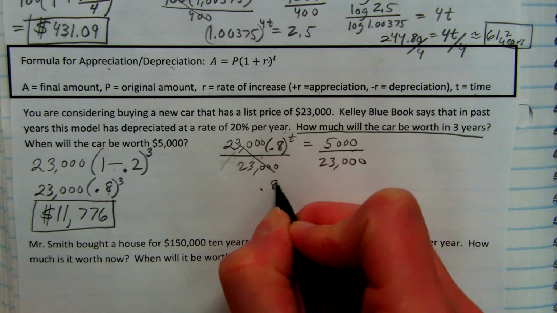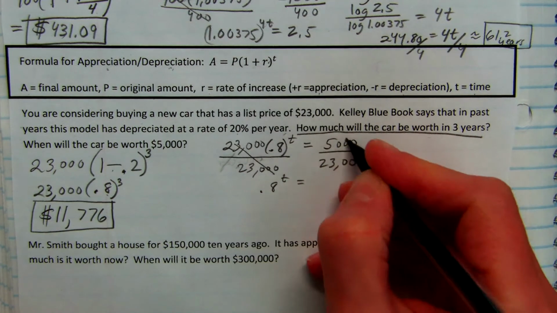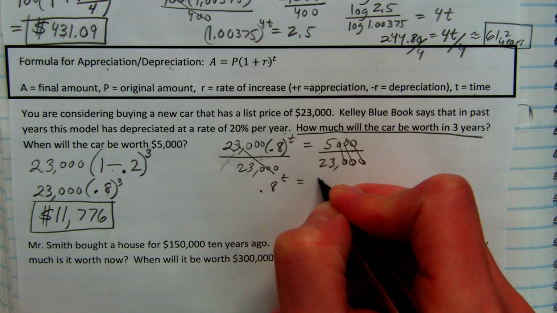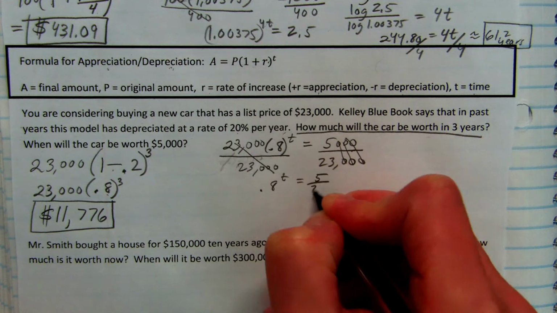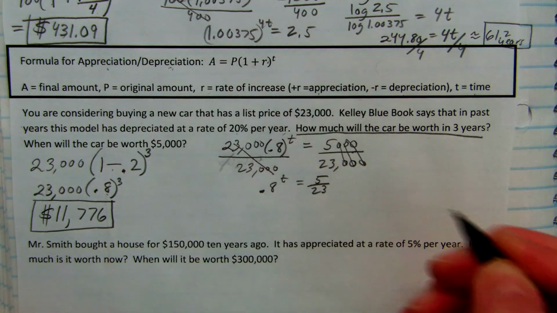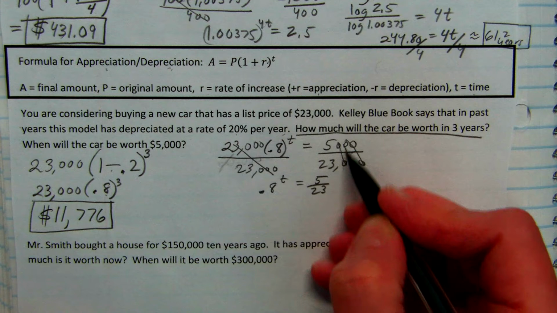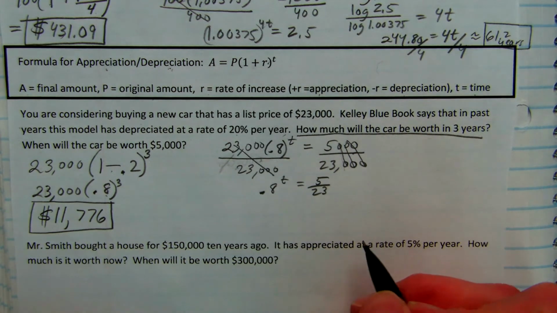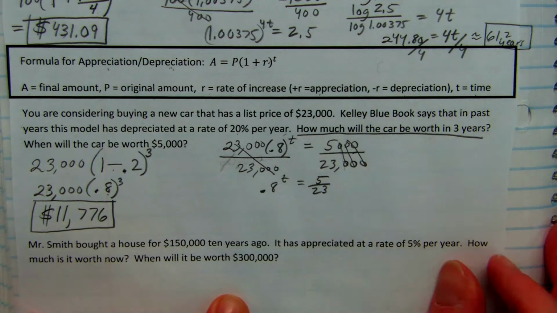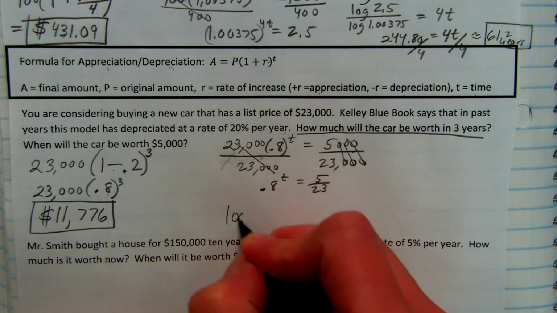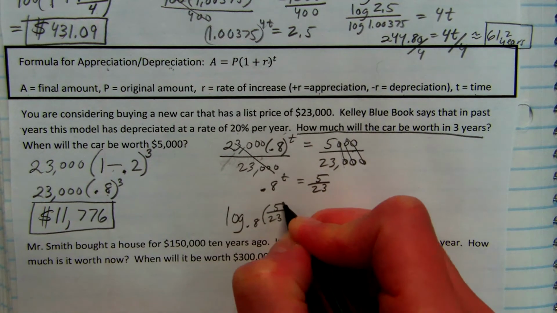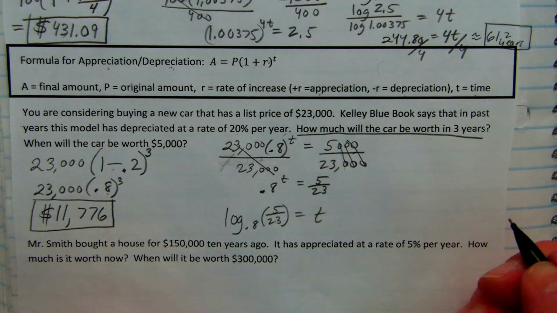Okay, so 0.8 to the t power. And I'm just going to cross off some zeros here, and I'm going to leave this as 5/23 because that's a weird decimal. But I did reduce it. You can just divide both of those by 1,000, and that makes it look a little easier. And then we can write it in log form. So log base 0.8 of 5/23 equals t.